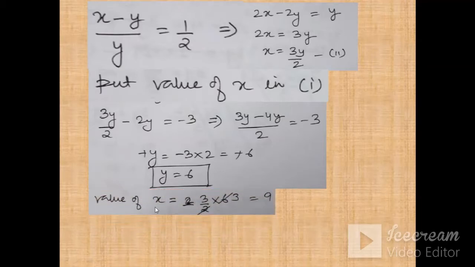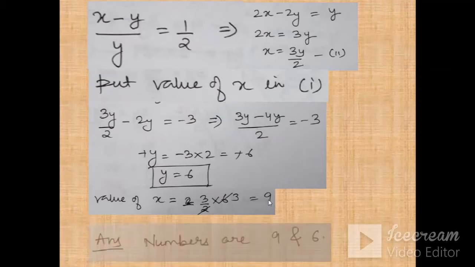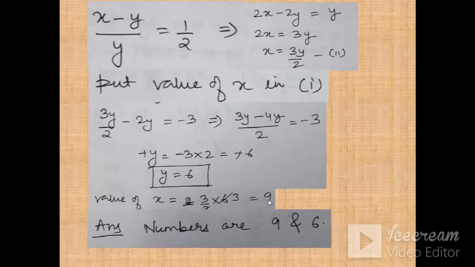Then we will put the value of y in this equation, that is x equal to 3y/2. So you will get x equal to 9. So finally what will be our answer? The answer is that those numbers are 9 and 6.